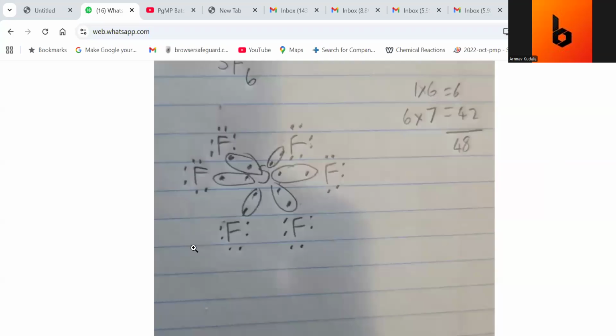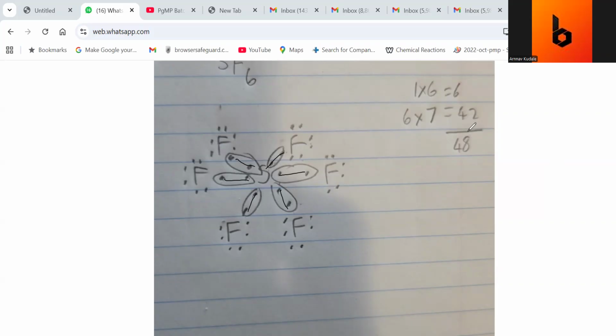I see that you have made it correct. Instead of making the clouds, it's better you make lines, because generally the shared pairs are represented by a bond. Apart from that, all is good. There should be 12 in the center, and you got 42.